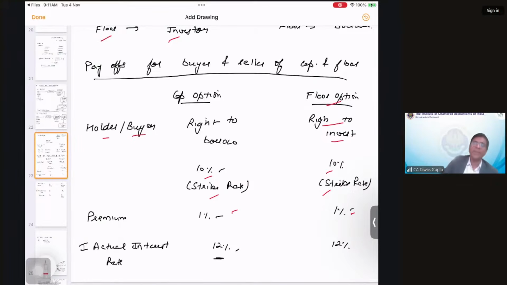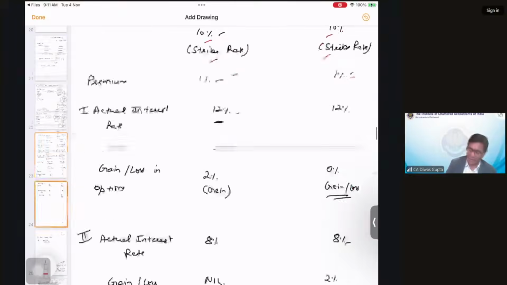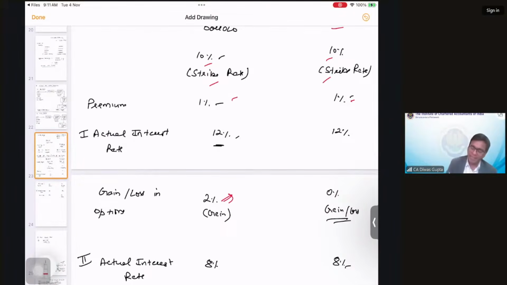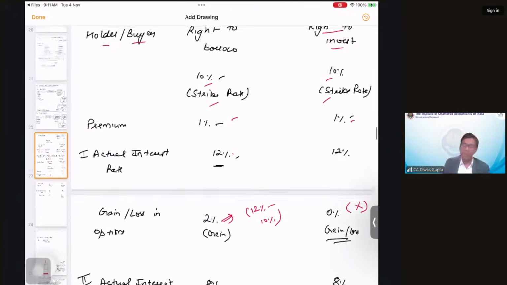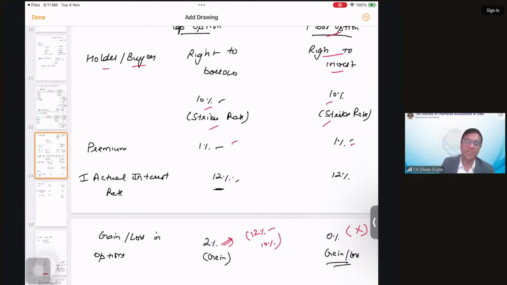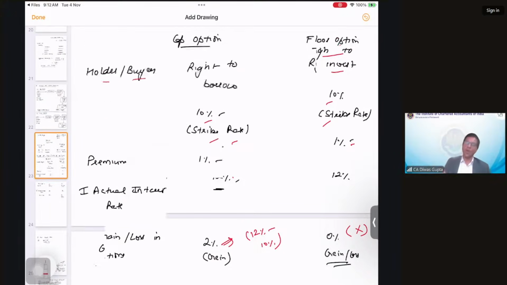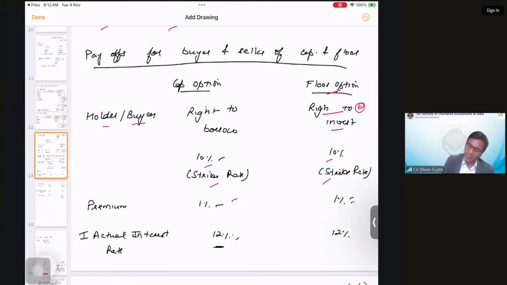So what will happen for the cap option holder? If the interest rate is higher, there will be a 2% gain, 12% minus 10%. And here, for the floor option, it will be a no gain, no loss situation. Why? Because the right to invest will not get exercised here. Actual investment will happen at 12%. The option contract will not be exercised. The right to invest at the rate of 10% will not be exercised here.